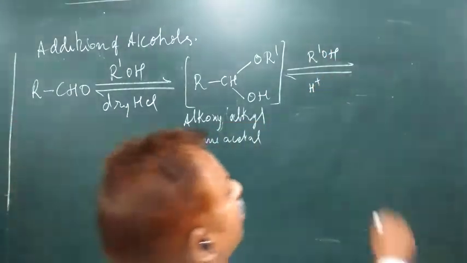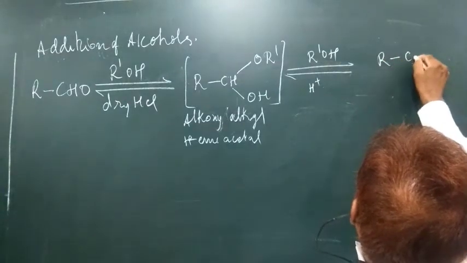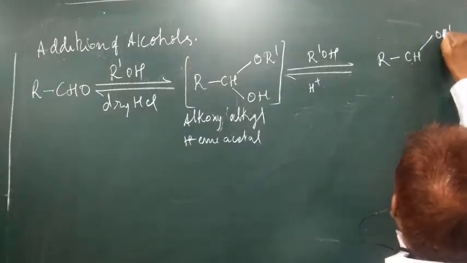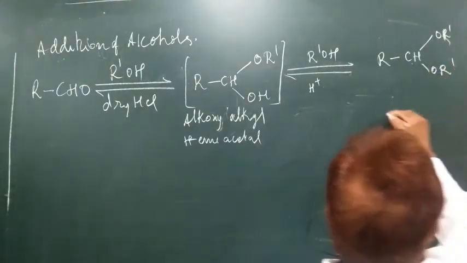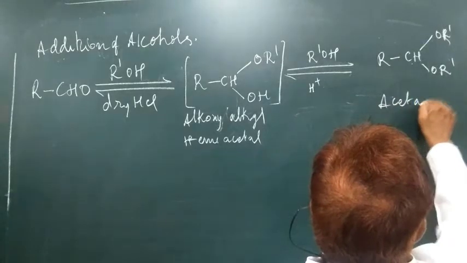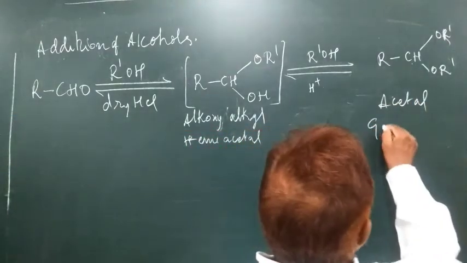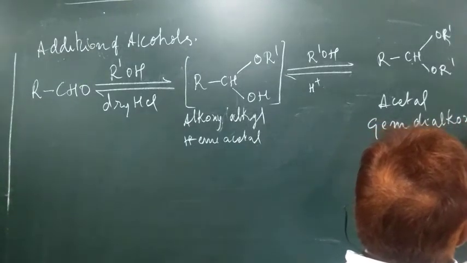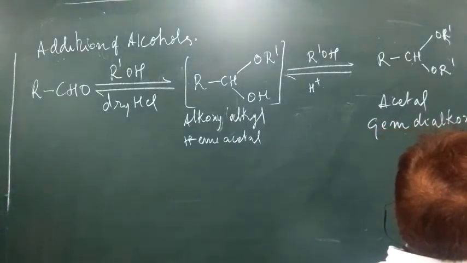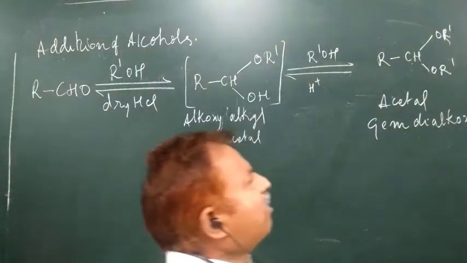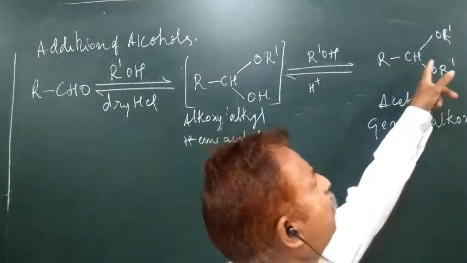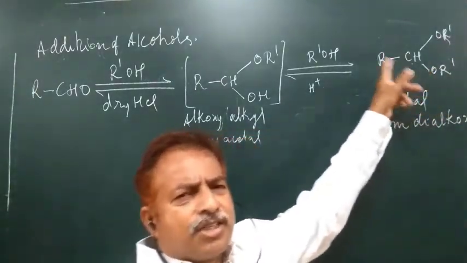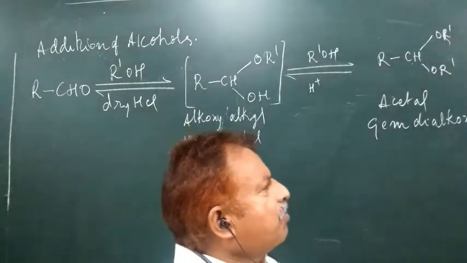We get RCH(OR')(OR'). This is an acetal and this is a gem dialkoxy compound. What is gem dialkoxy? The two alkoxy groups OR' and OR' are present on the same carbon atom, and such compounds are called gem compounds.